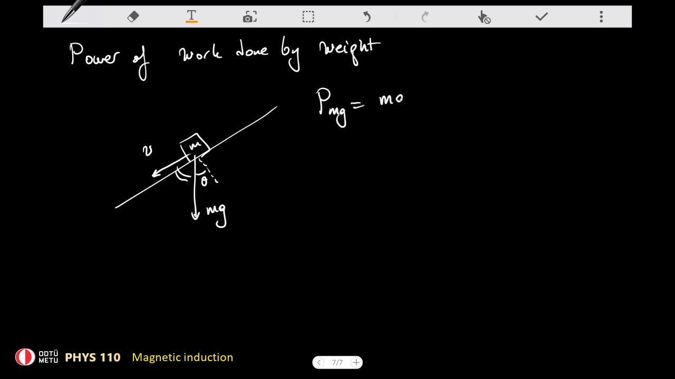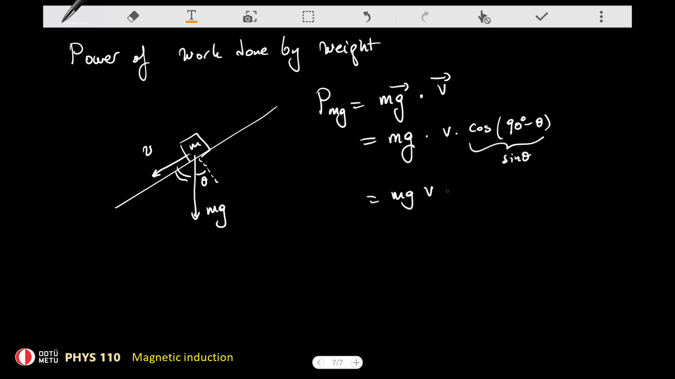That's basically equal to the force dotted with the velocity. We take the dot product of the force with the velocity. The force has a magnitude of mg. The velocity has magnitude, which is the speed. And then we have the cosine of the angle between them. So this is 90 minus theta. This is essentially sine theta. So therefore, this is mgv sine theta.